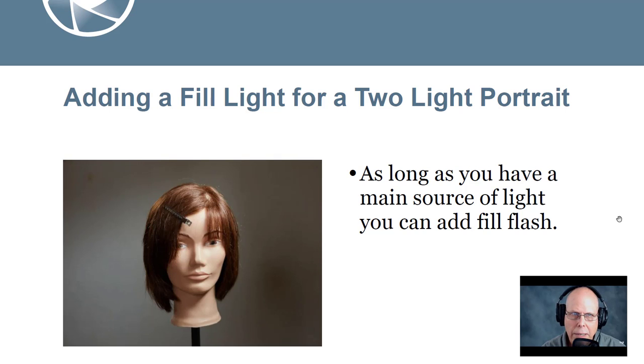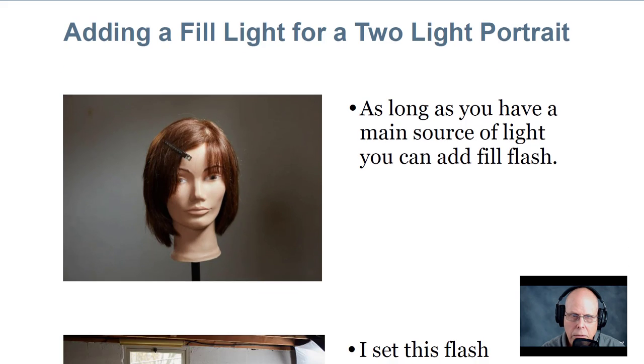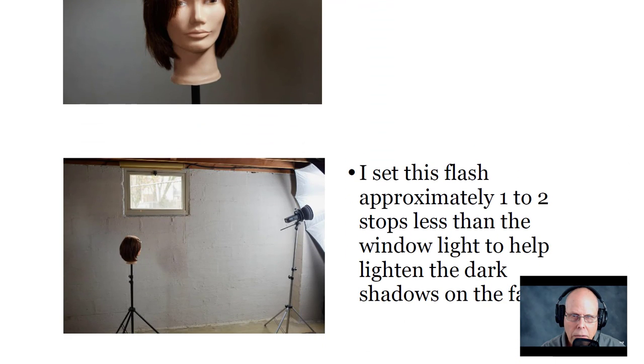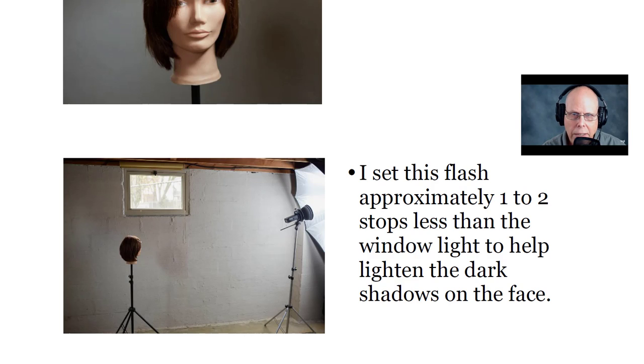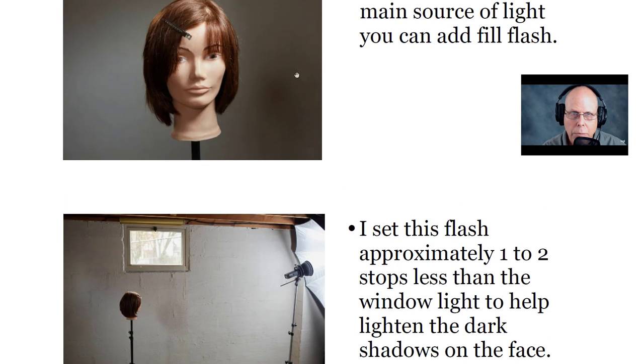Personally, I like a two-light portrait, and so I add a fill light. As long as you have a main source of light, whether it's outside or inside, in this case inside being the window light, you can add a second source to create your fill. So this shows I added a flash and an umbrella, directly behind the camera and a little up, but on the camera axis line.